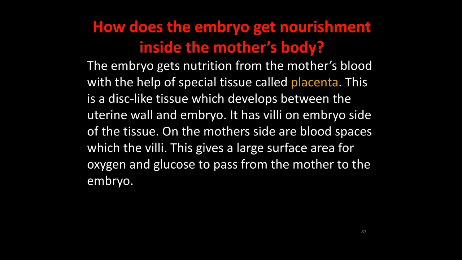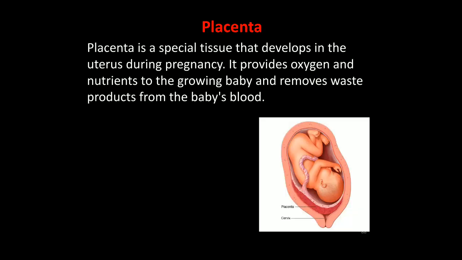It has villi on the embryo side of the tissue. On the mother's side are blood spaces with the villi. This gives a large surface area for oxygen and glucose to pass from mother to embryo. Placenta is a special tissue that develops in the uterus during pregnancy. It provides oxygen and nutrition to the growing baby and removes waste products from the baby's blood.